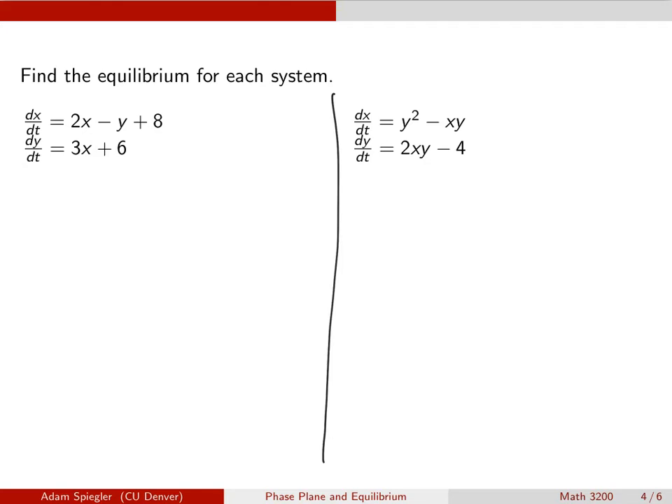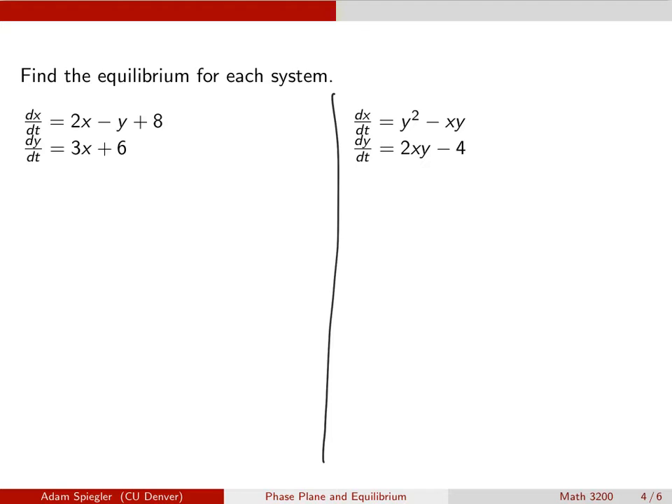Okay, in this video, we are going to find equilibrium for a couple of systems. For a system, equilibrium means that it's not moving to the left or right, and the solution is not moving up and down at that point. So it's a stationary point.